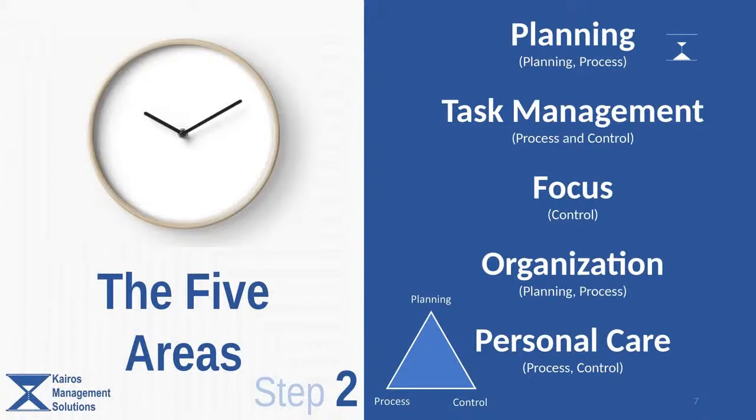So the 5 areas are planning, task management, focus, organization, and personal care. We're going to get into each one of those. But when you tie back to planning, process, and control, obviously the planning aspect aligns with planning.